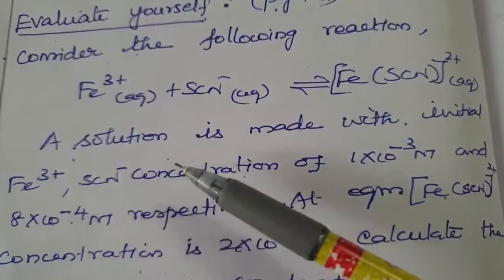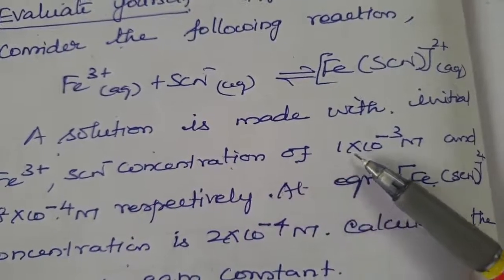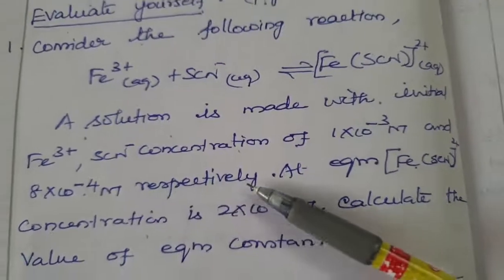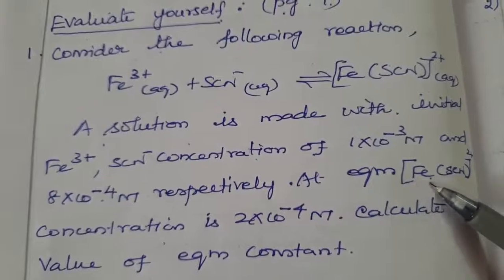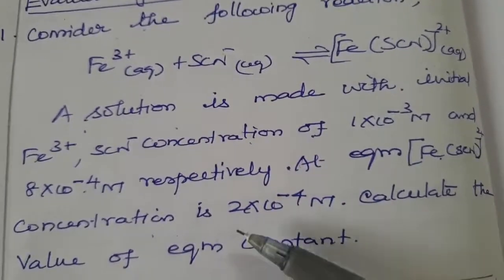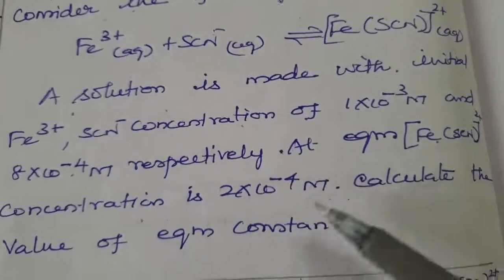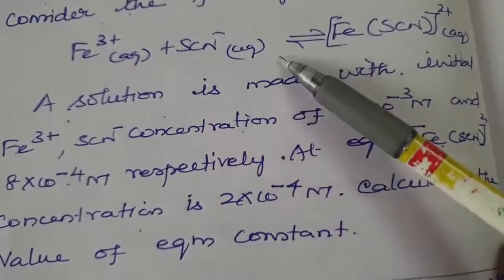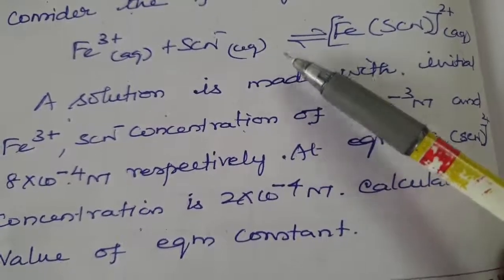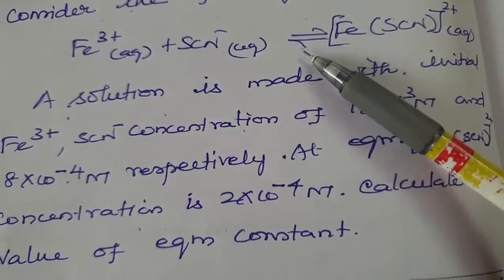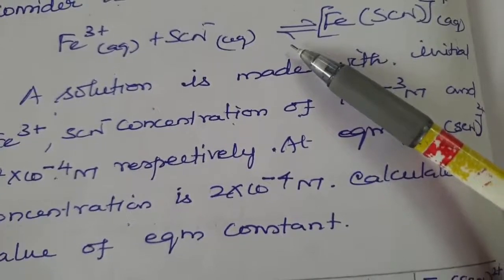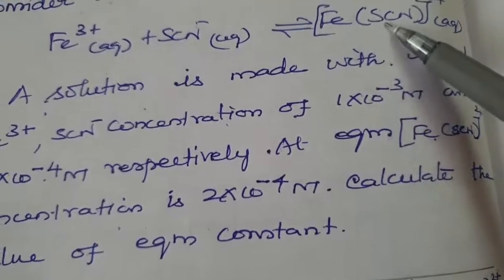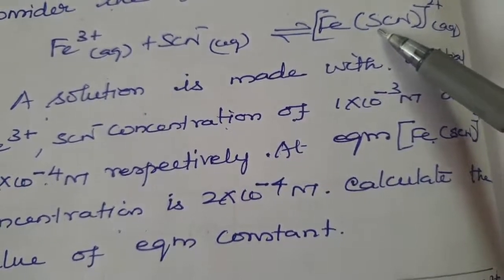So a solution is made with initial Fe3+ and SCN- concentrations of 1 × 10^-3 M and 8 × 10^-4 M respectively. At equilibrium, the Fe(SCN)2+ concentration is 2 × 10^-4 M. Calculate the value of the equilibrium constant. So first you have to write the Kc value, the equilibrium constant Kc, for this given equation. How to write Kc? The equilibrium constant with respect to concentration, denoted by Kc, is equal to the concentration of the product divided by the concentration of the reactants.